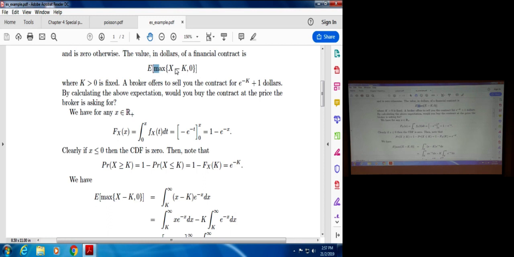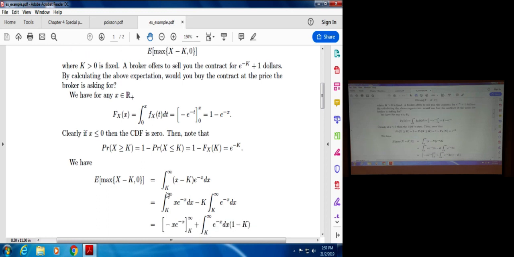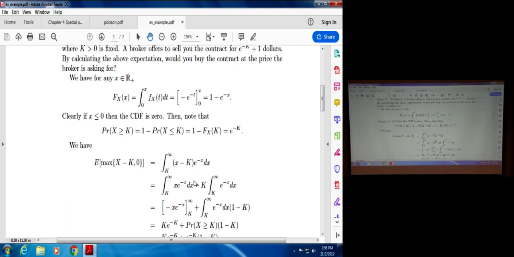So this function is 0 if x is equal to k, because then these two values are equal. If x is bigger than k, the maximum of x minus k and 0 is x minus k. So this function is only non-zero if x is greater than or equal to k. So the expectation of this function is basically equal to the integral between k and infinity of x minus k times the PDF. The reason is that this function is only non-zero if x is bigger than k, and if x is bigger than k, I get x minus k. So that's the only trick.